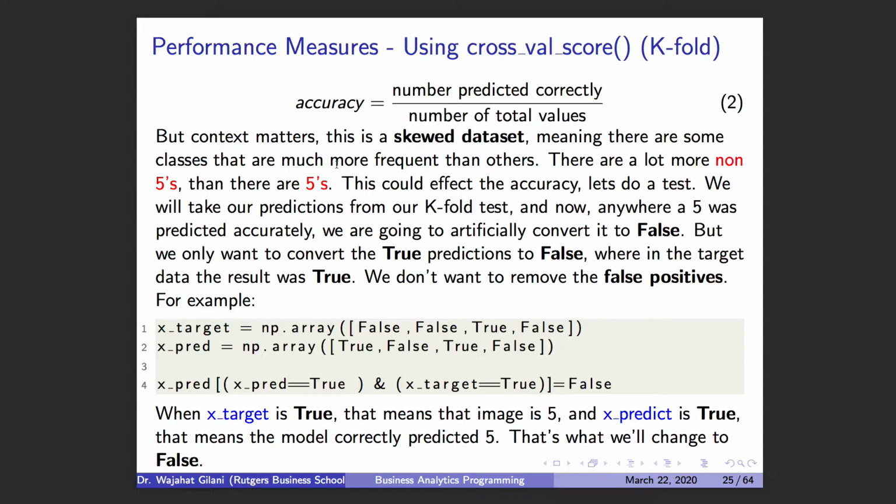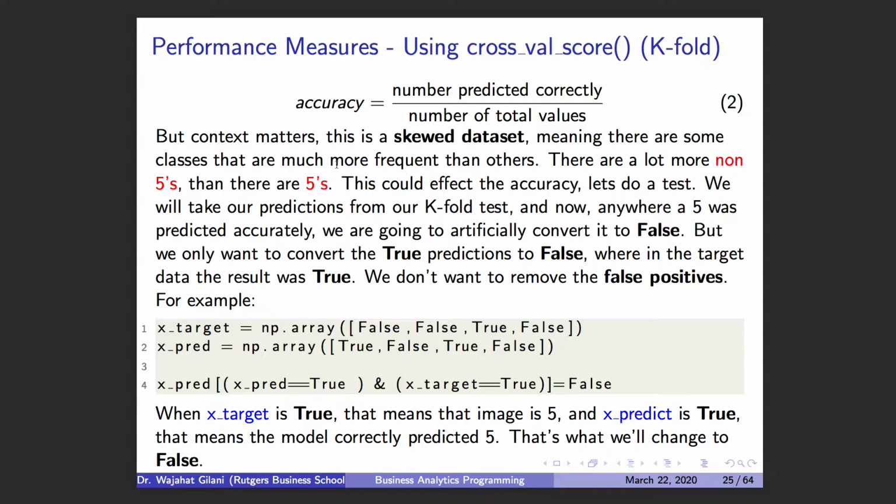This is a skewed data set. You have to know that as management, or if you're interfacing with management. This is a skewed data set, meaning that there are some classes that are a lot more frequent than the others. In our case, there are a lot more non-fives than there are fives in the data set. This could affect the accuracy.